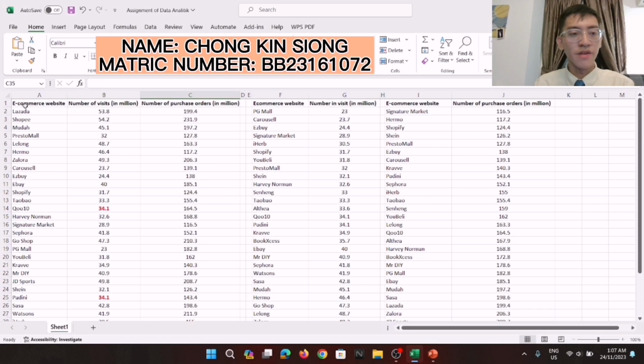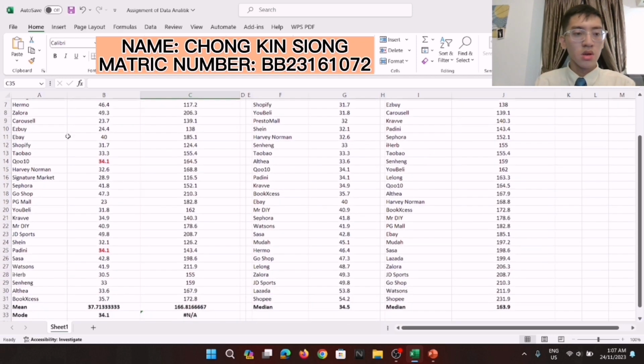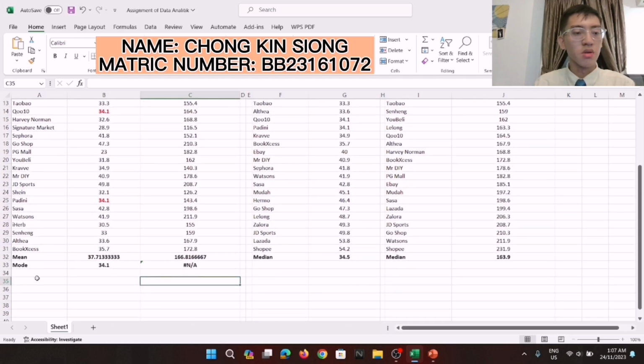In my group assignment, there are 30 types of e-commerce website, number of visits in million, and number of purchase orders in million. We need to find 3 types of center location, which are mean, mode, and median. So what is mean? Mean is the average of the given numbers and is calculated by dividing the sum of given numbers by the total number of numbers.